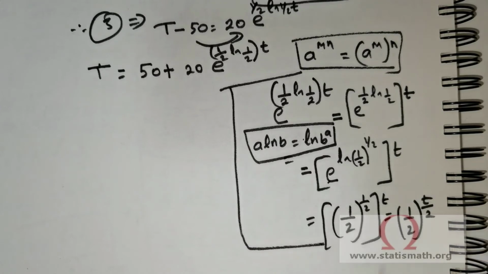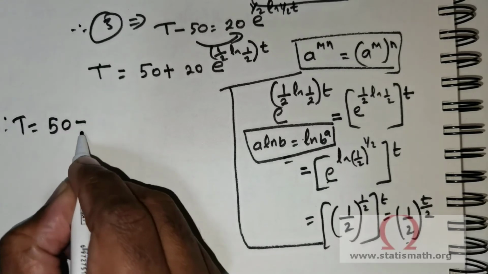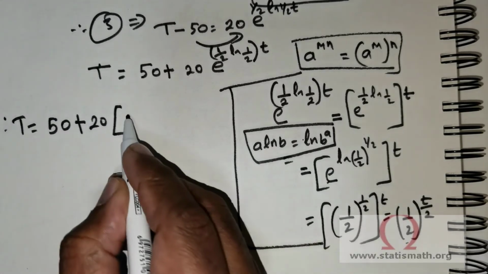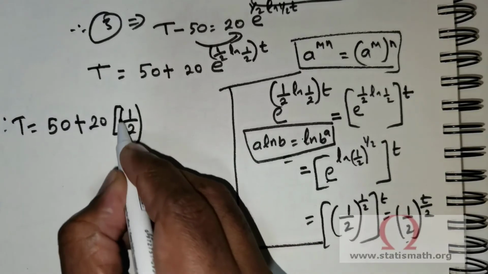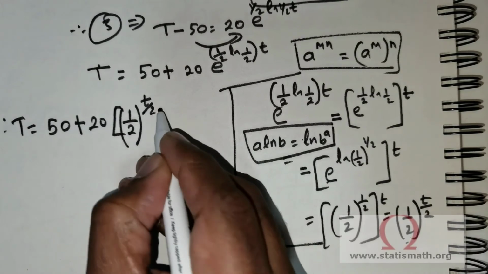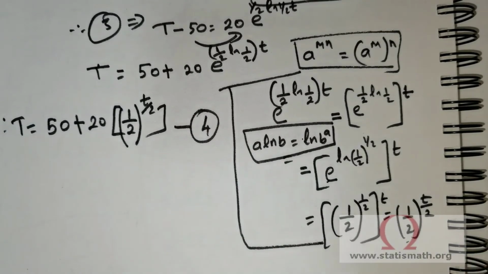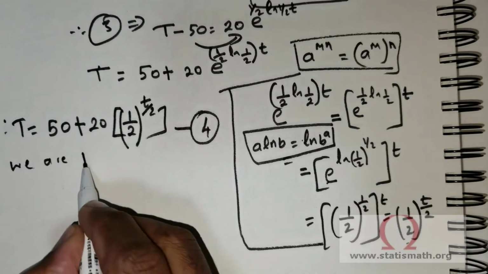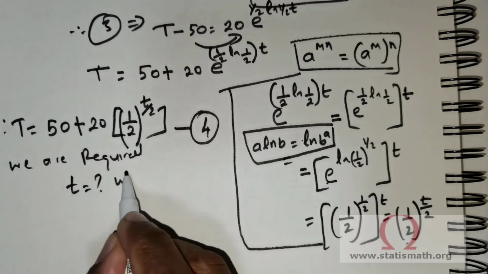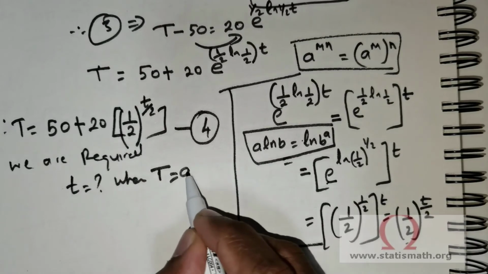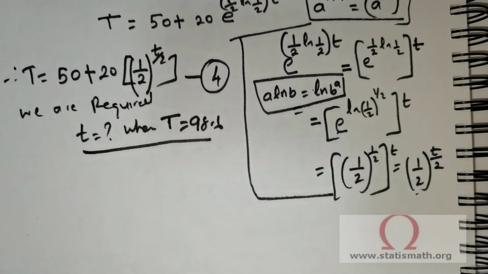So, this is what I get when I use the concepts which I've studied and upon simplification. So I'm going to take this value and substitute it here. So therefore my T is going to be equal to 50 plus 20 times, this value has to go in here, so 1 over 2 is raised to the power of t over 2. So this is what I get. So let me name it as 4. Now we are required to find small t, the time t, when the body temperature is 98.6. This is what we need to achieve. Okay, what is the value of t?